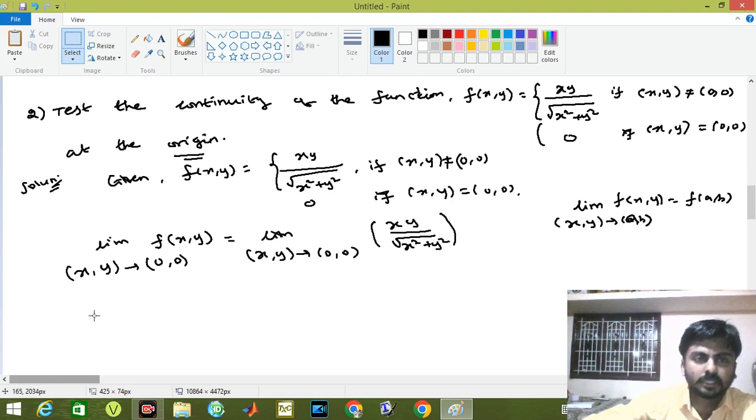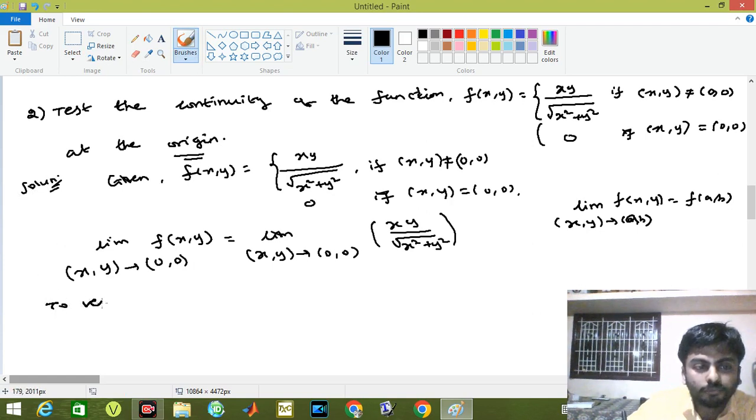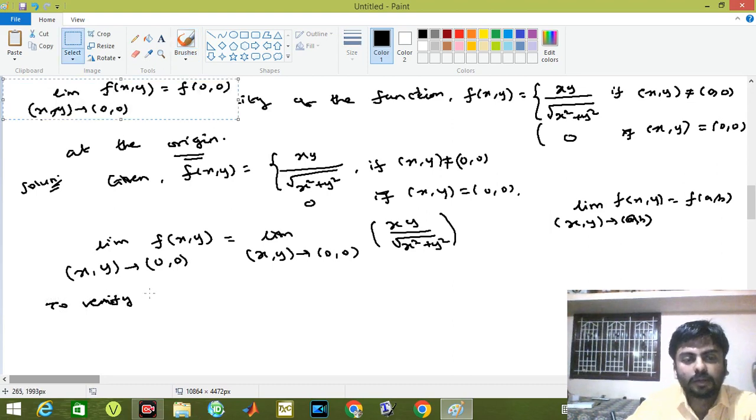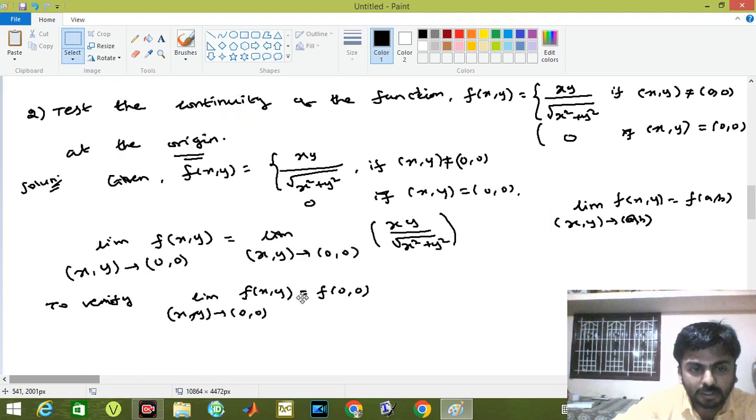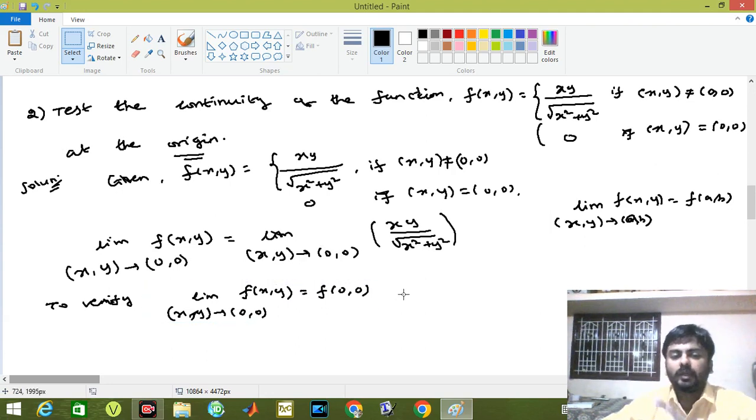So I shall paste here to prove. Since we want to test the continuity, we want to verify this. What we have to verify is: limit x comma y tends to 0 comma 0 of f of x comma y equal to f of 0 comma 0. If this condition holds good, then the function is continuous.